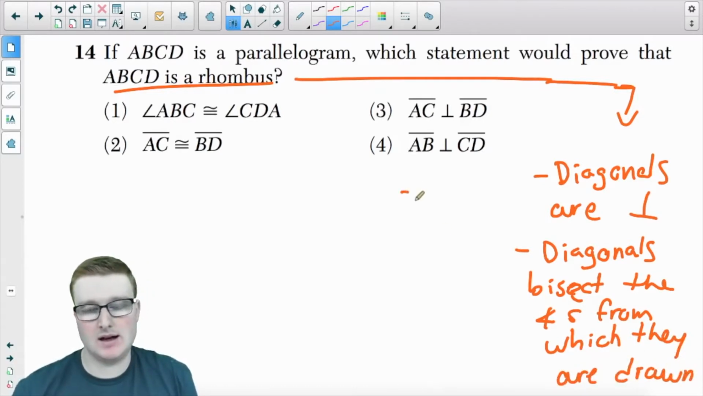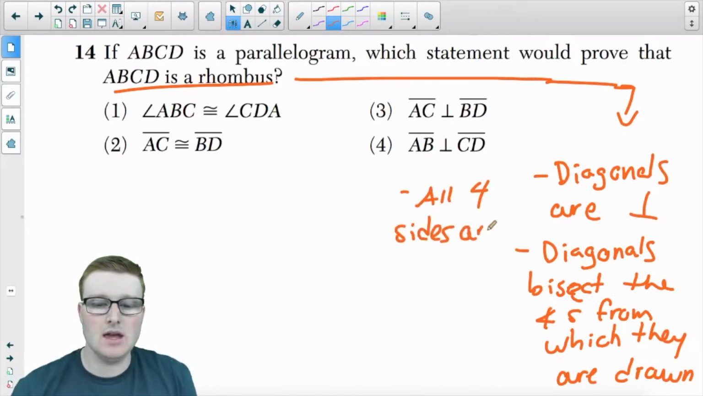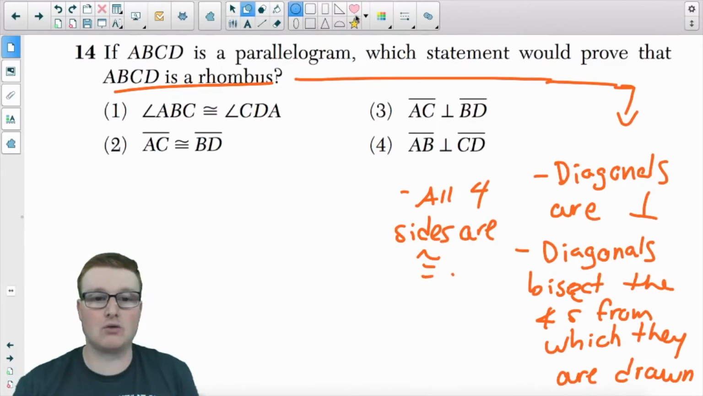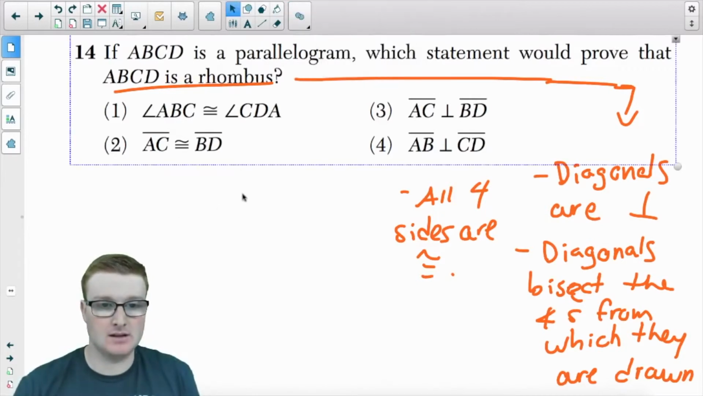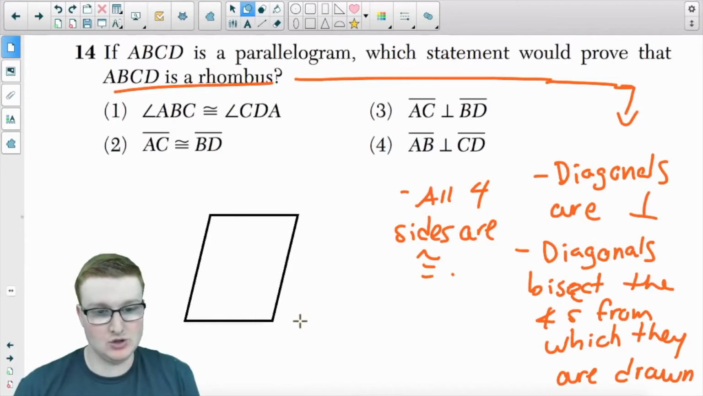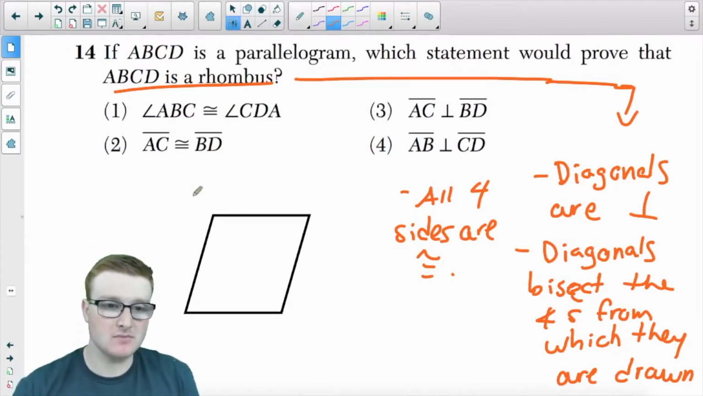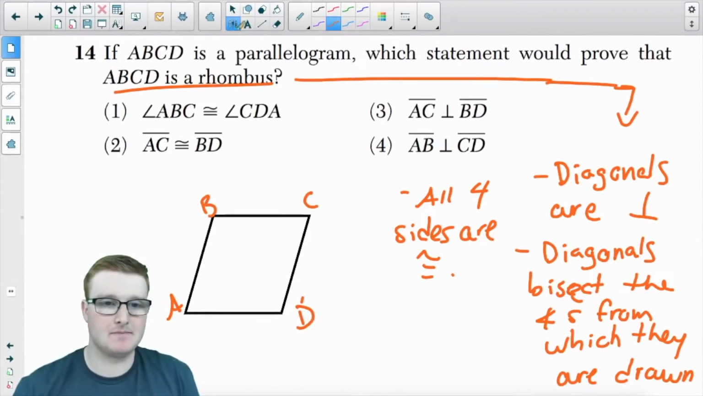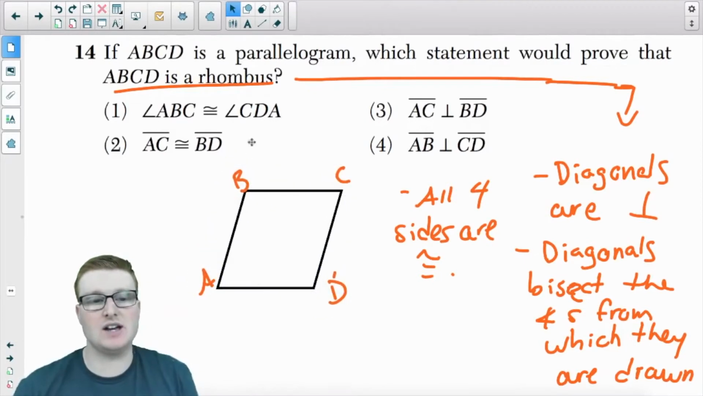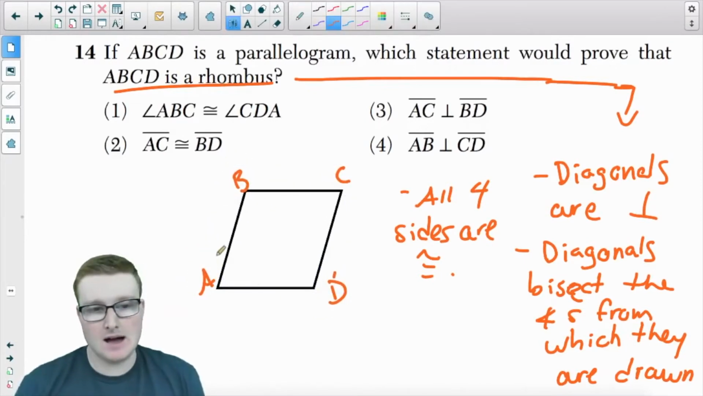And what else? All four sides are congruent. That's pretty important stuff. So now, using all this information, let's go ahead and draw ourselves a rhombus. Lucky me, I have the tools on my computer. Sweet. Rhombus. I'm going to label this as A, B, C, and D. Make sure it's just in a clockwise or counterclockwise fashion. You can't be skipping vertices around.